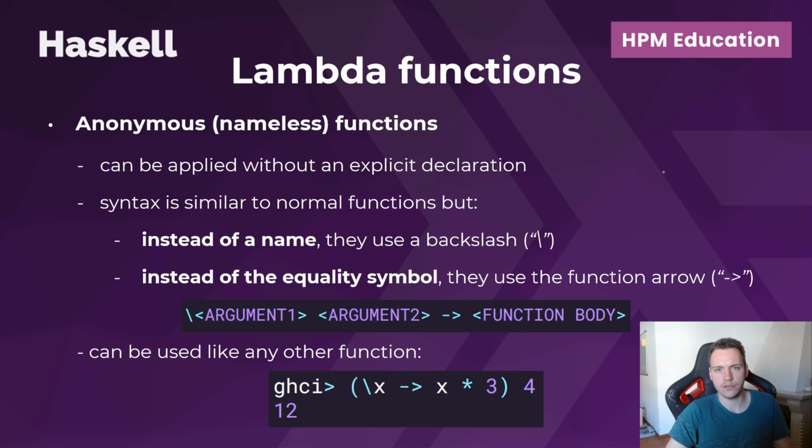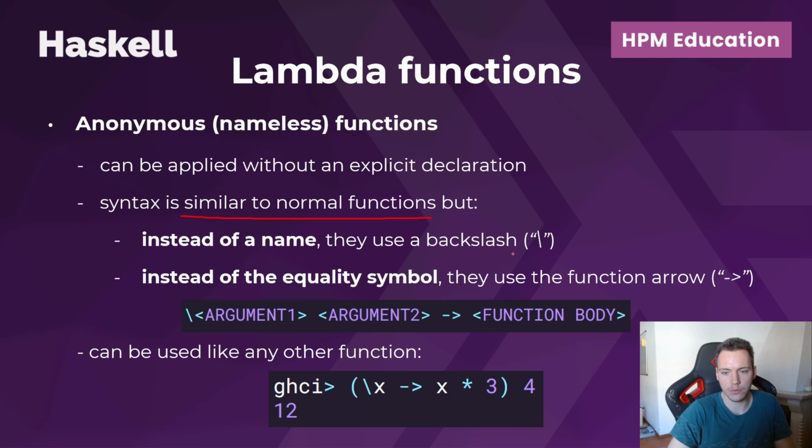That's it for the introduction to pattern matching, and now we get into Lambda functions. So Lambda functions are anonymous or nameless functions, in other words, and they can be applied without an explicit declaration. So what we did so far was have a function, we define it with a name, with a function body, and so on. And Lambda functions operate just like normal functions, and even how we define them is similar, but we don't use a name for them.